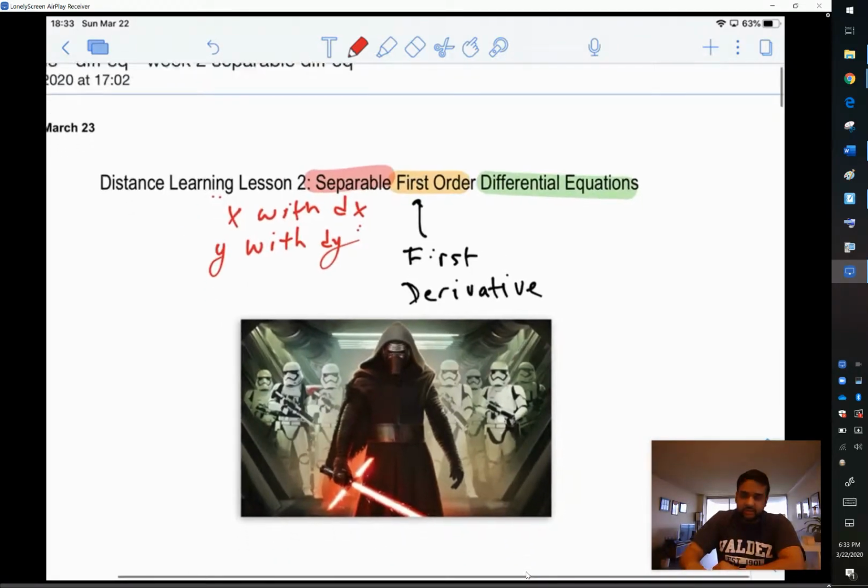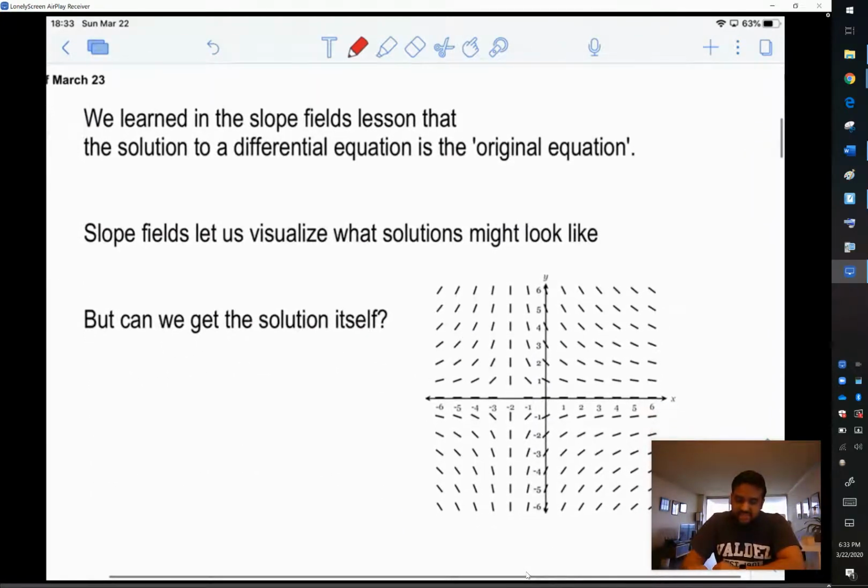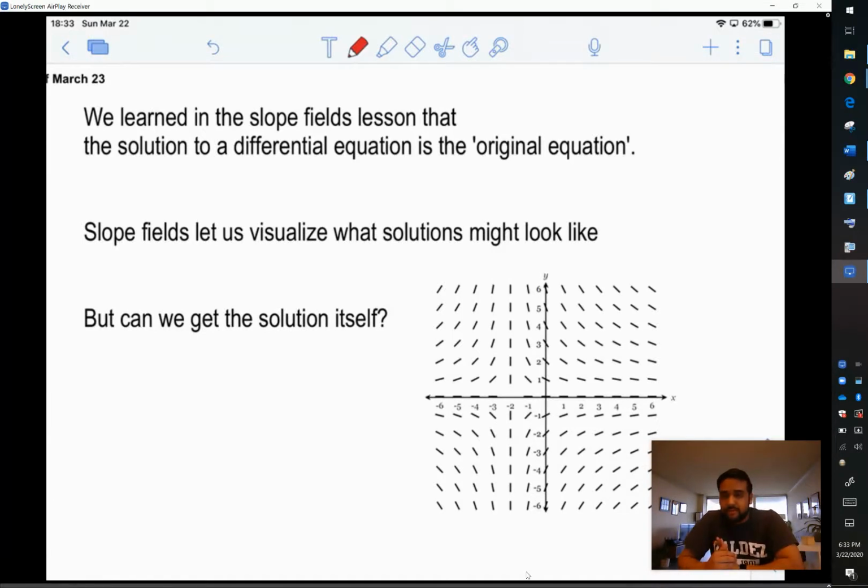A little bit of backstory. In the previous lesson, we saw that the solution to a differential equation is whatever the original equation was, right? To get a sense as to what that solution might look like, we can make slope fields, which you see an example of here. It would be nice to get the actual answer rather than a generalization as to what the answer could be, right? One could imagine a curve following the trajectory of a slope field. That's a particular function. Can I find what that function is? And the answer is yes, using this procedure.